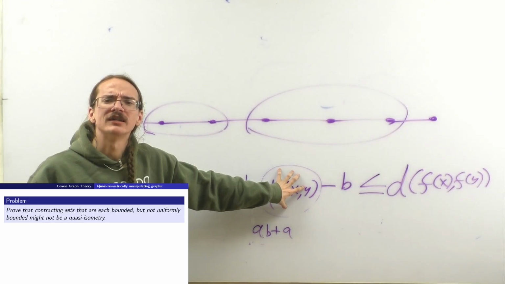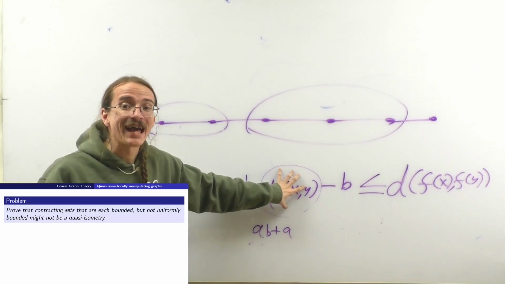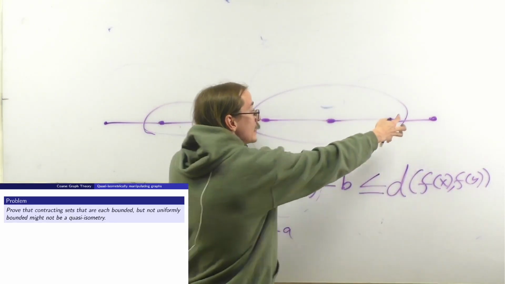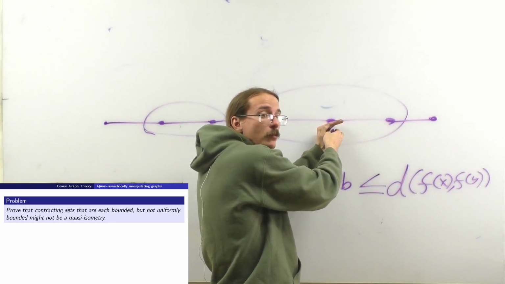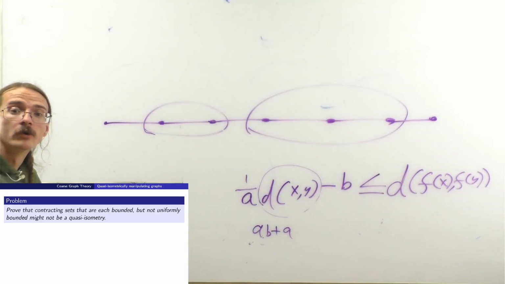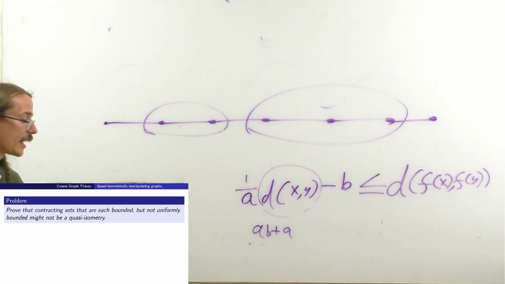That's not what I wanted, is it? No, yeah, distance has to be greater than 1, but I'm contracting the entire set to a single point. A single point is only distance 0 from itself, and so I broke it. There cannot be a quasi-isometry there.